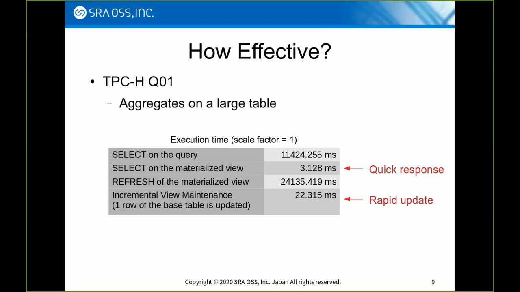So how effective is our IVM implementation? This is an example of TPC-H query 1. This is a query to aggregate on a large table. With scale factor 1, this query took about 11 seconds, while select on the materialized view took only 3 milliseconds. So it is a quick response. However, refresh of this materialized view took 24 seconds. On the other hand, when one tuple on the base table is updated, its incremental maintenance took only 22 milliseconds. That is, the view is updated so rapidly.